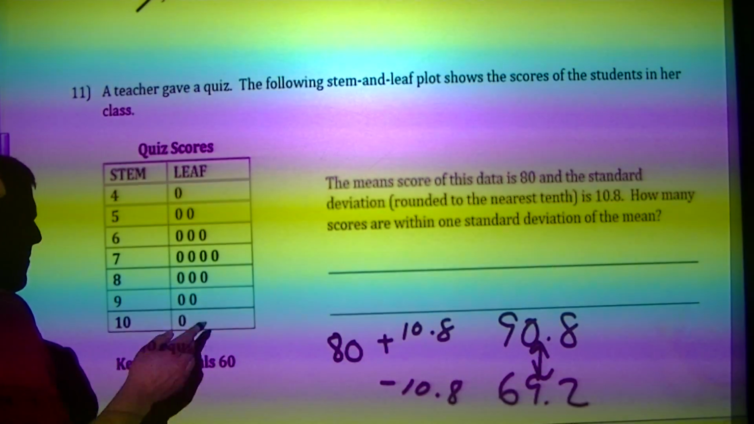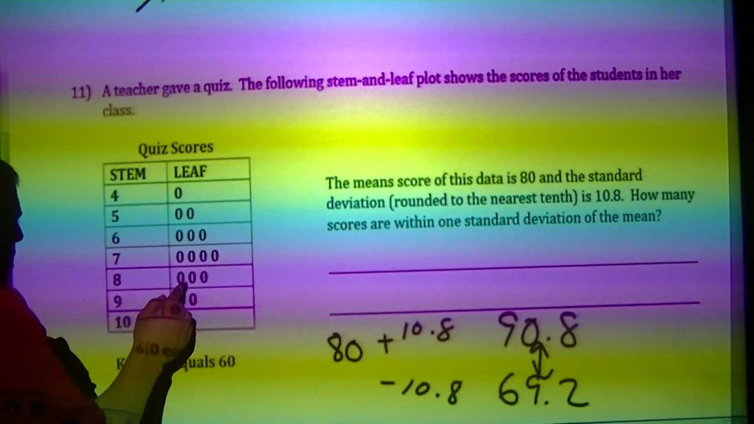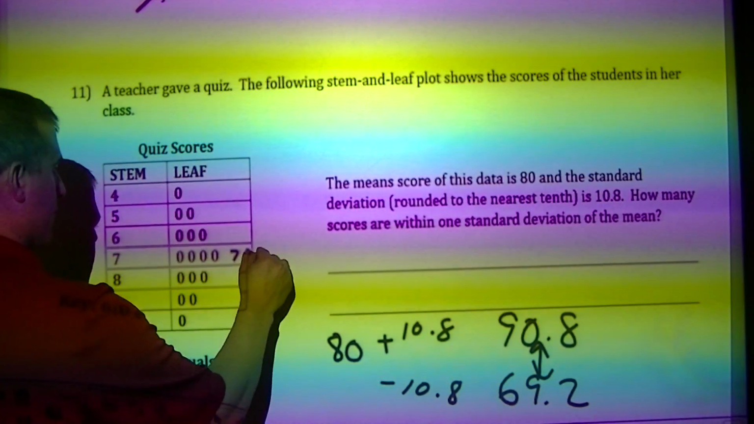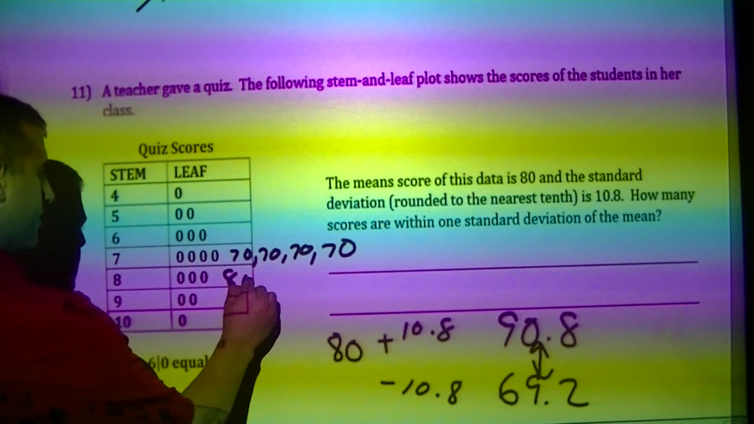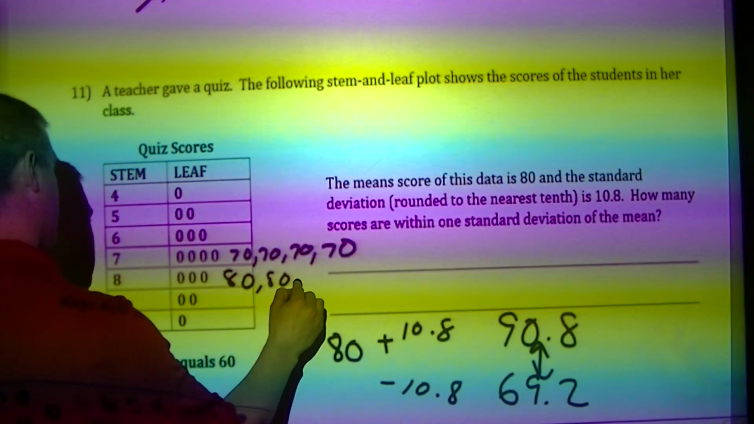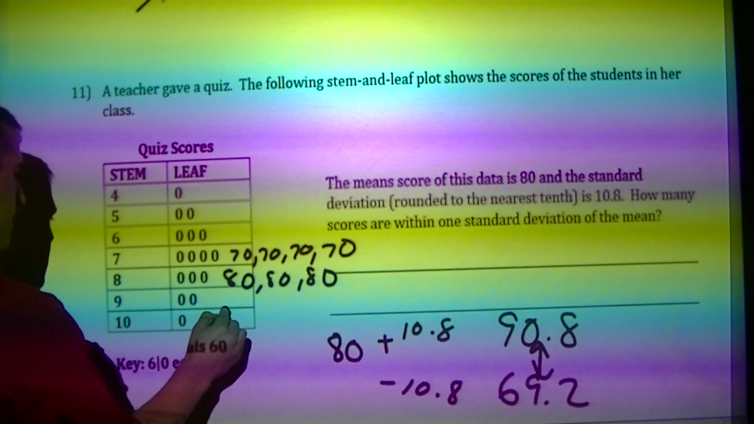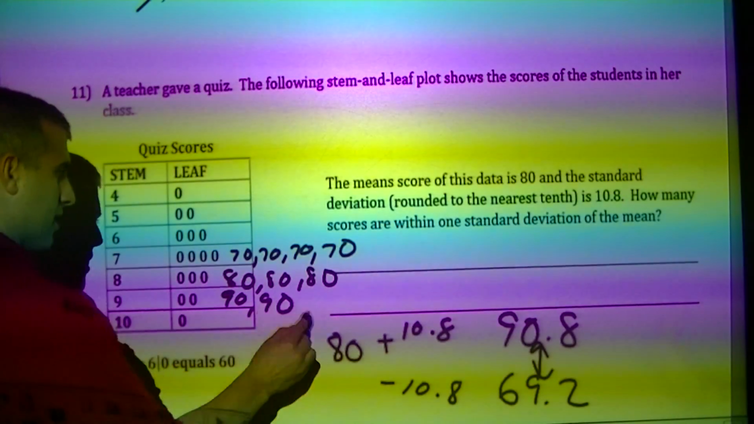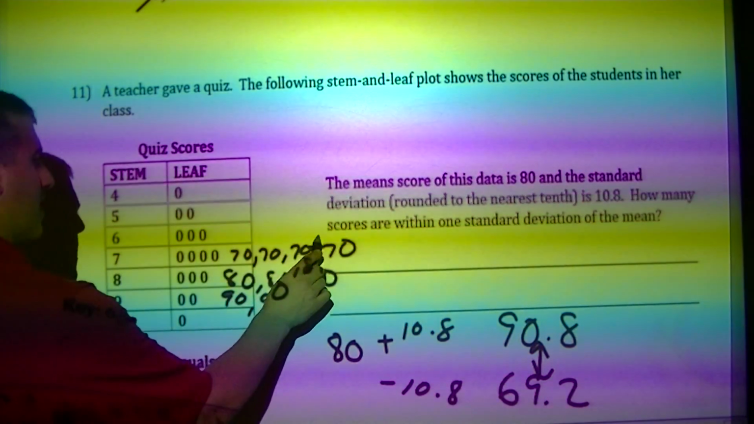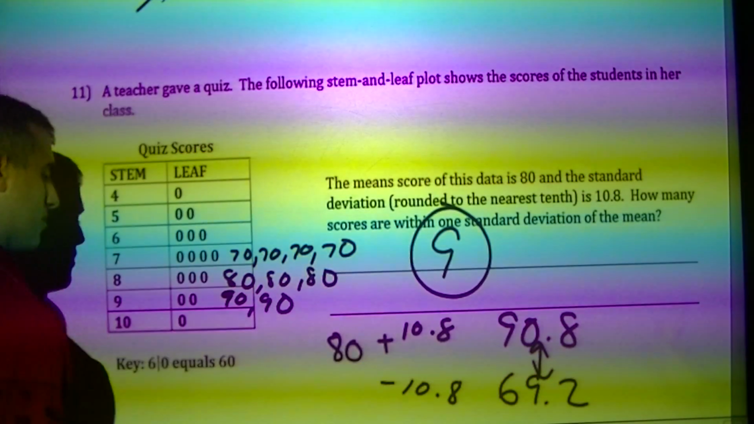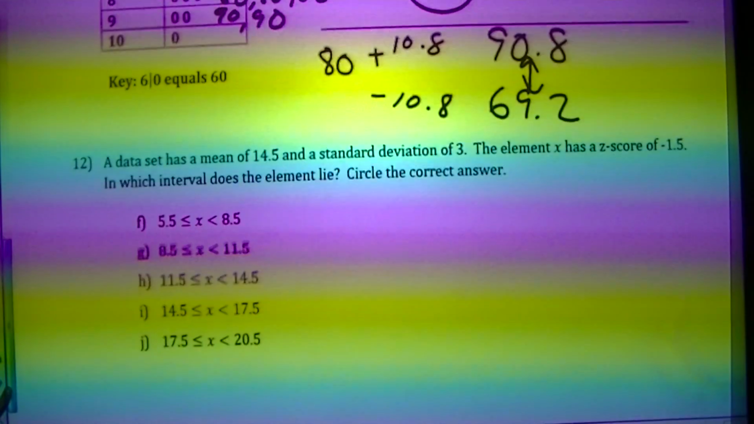So I'm not even going to consider these. This is the first one. There's 4 70s, 2 80s, sorry, 3 80s, and there's going to be 2 90s. That's between these two values. That's 1, 2, 3, 4, 5, 6, 7, 8, 9. 9 total. Okay.